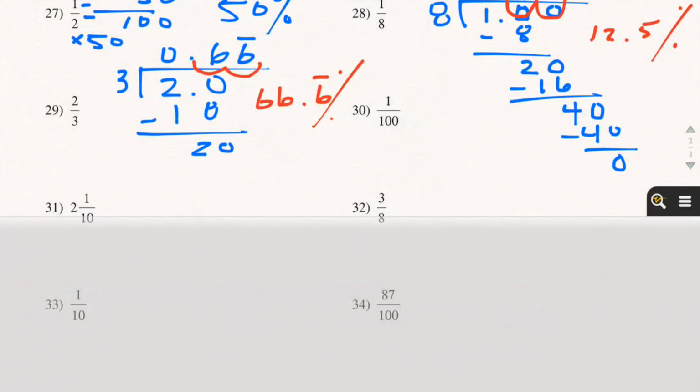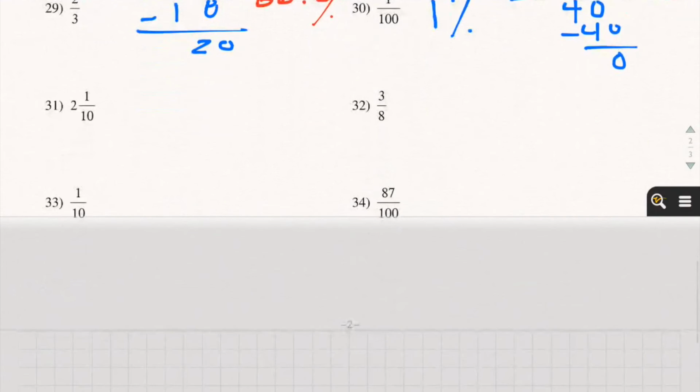Okay, number 30. So again, because percent means out of 100, we have 1 out of 100 as a fraction. This is the same as just 1%. That was easy.